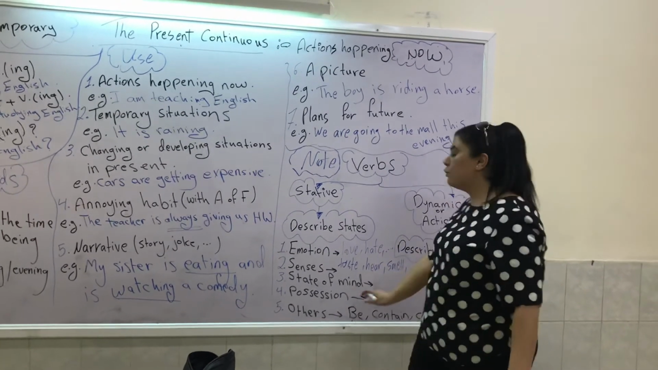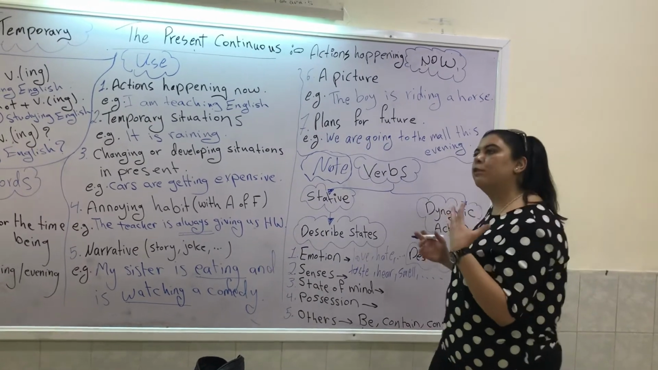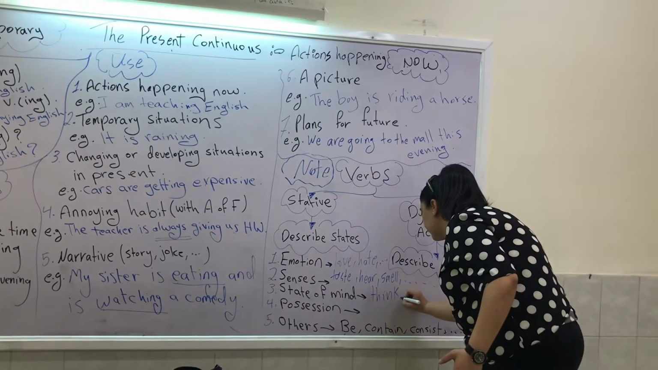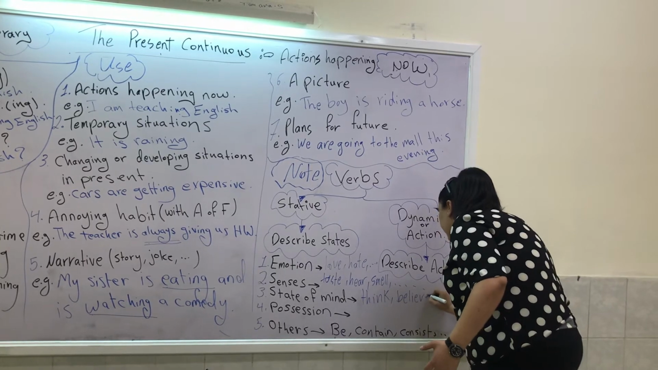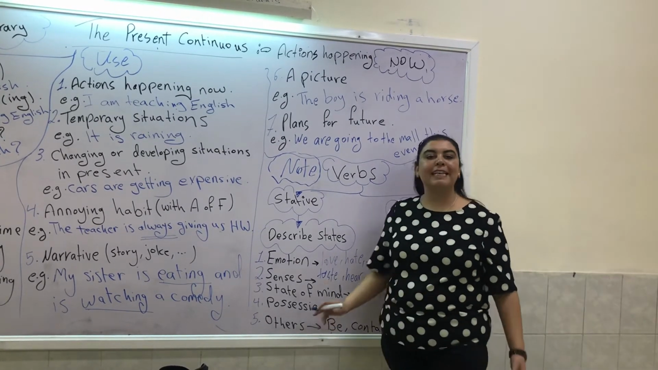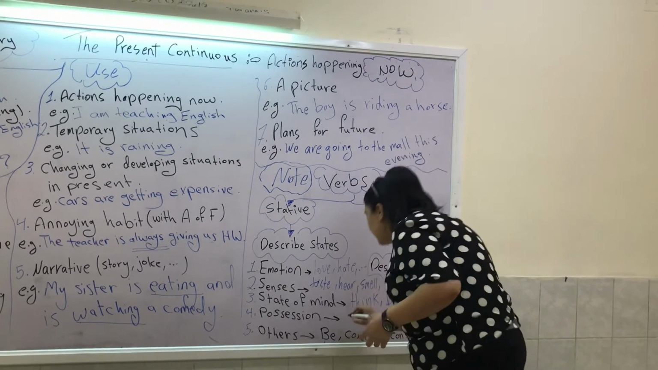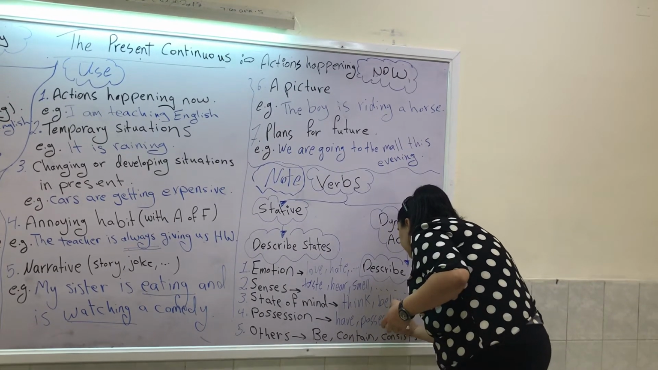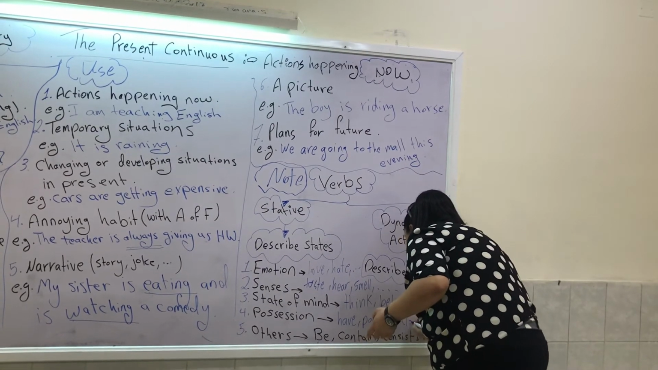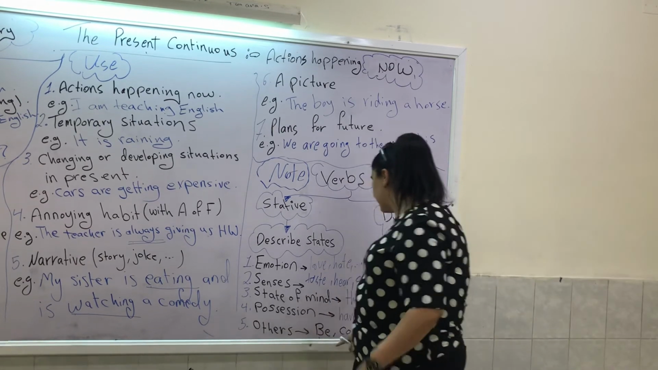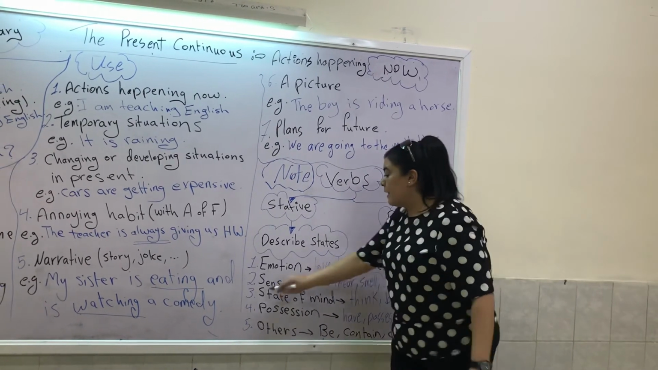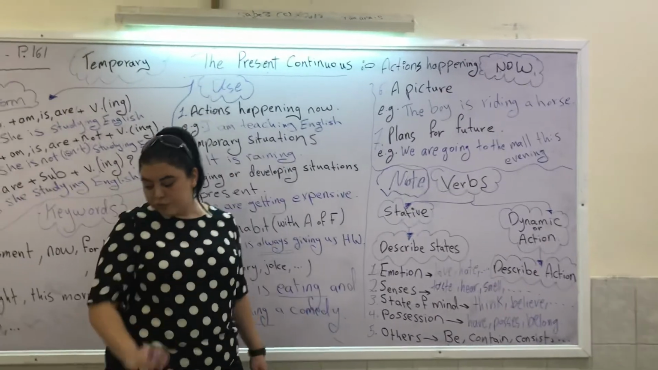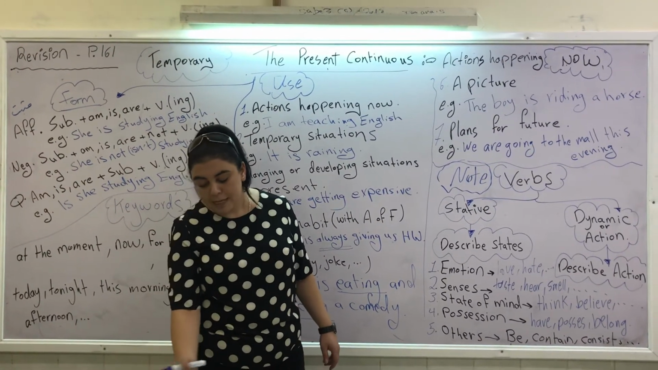State of mind, which indicates the mental state, for example to believe, such as think, believe, etc. Possession, the verbs of ownership, when I own something, such as have, possess, and belong, and other types of verbs such as be, contain, consist, etc. These are explained in your book, but this was a quick revision, in your book on page 161 and 162.